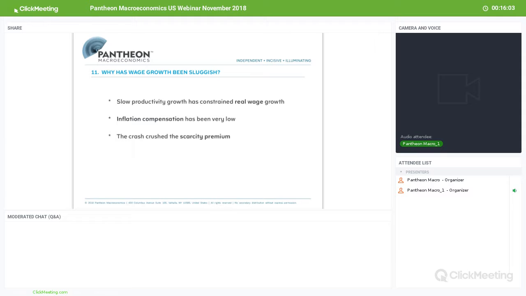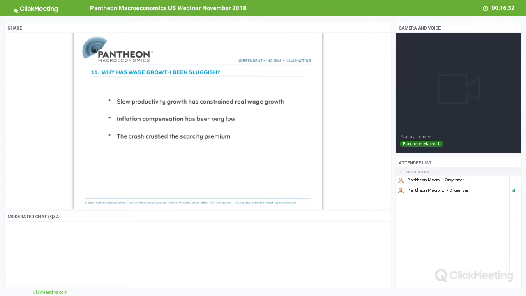Productivity growth has been slow, and so the real wage element of wage growth has been compressed in this cycle relative to normal, relative to previous cyclical experience. Secondly, inflation compensation has been very low because inflation was squashed after the crash. Headline inflation was negative for a while, and core inflation was pushed down as well. And thirdly, the crash itself crushed the scarcity premium to nothing, maybe made it negative because unemployment went to 10%.